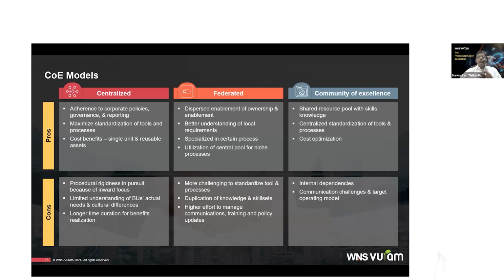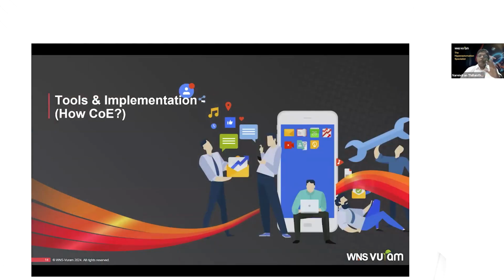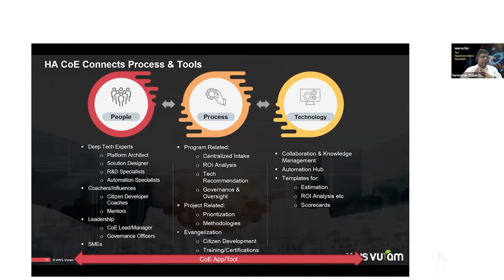So, those are the three common models we have looked at. Now we'll look at the implementation aspects of it in terms of what a COE really brings to bear, and fundamentally, a COE is going to look at three different aspects of it. It's people, process, and technology, right?